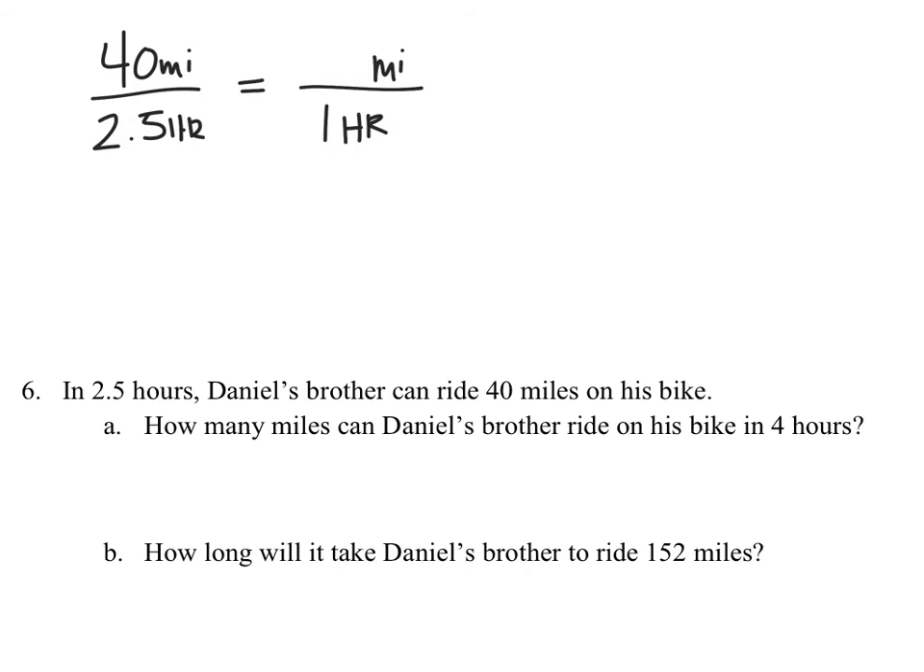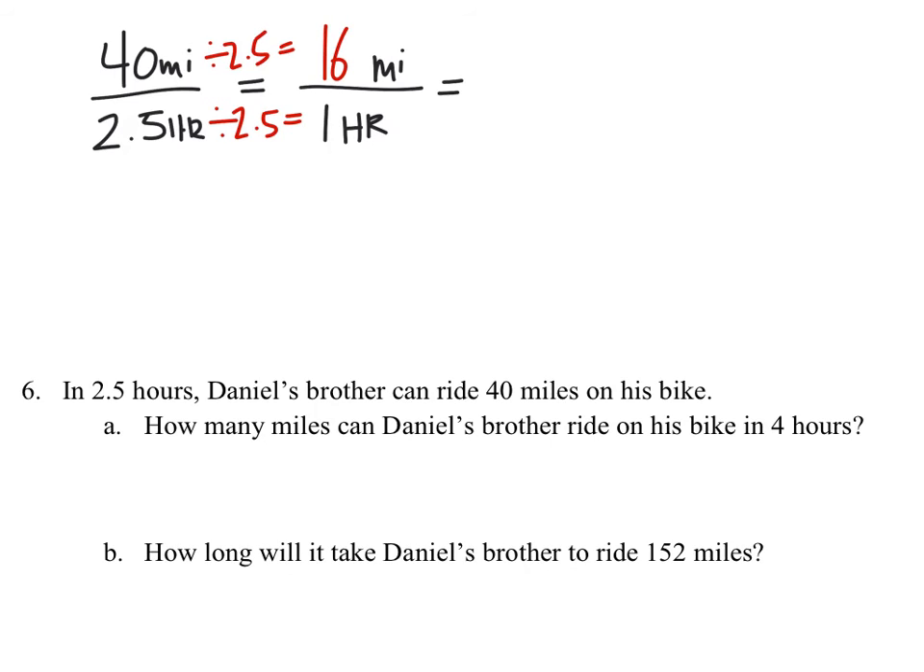So we have to figure out how many miles he can go in 1 hour. We divide 2.5 to get 1, and 40 divided by 2.5 is 16. 16 miles every 1 hour. But that doesn't answer the question, it just tells us the unit rate.